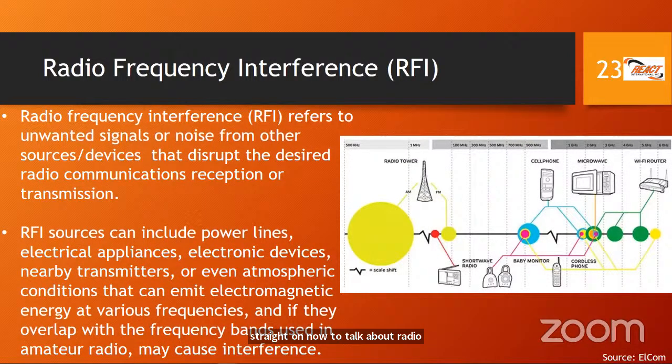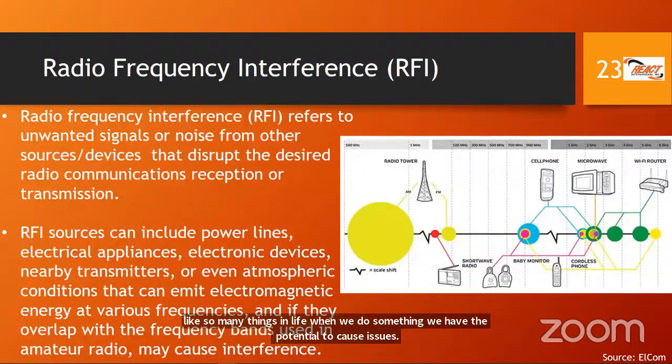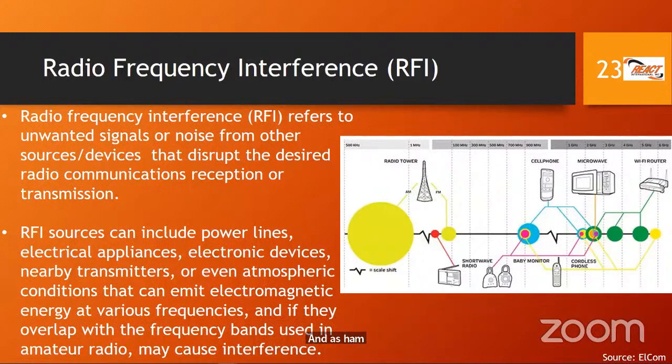So a lot about our training as amateur radio operators is how to avoid causing harmful interference and also to minimize it, and also how to troubleshoot solving radio frequency interference problems. So we are generating radio frequencies. So invariably, like so many things in life, when we do something, we have the potential to cause issues. And as ham radio operators, radio frequency is what we're dealing with, and therefore we can have radio frequency interference.